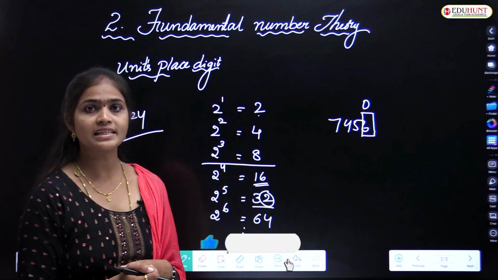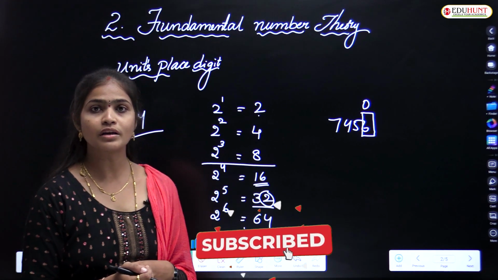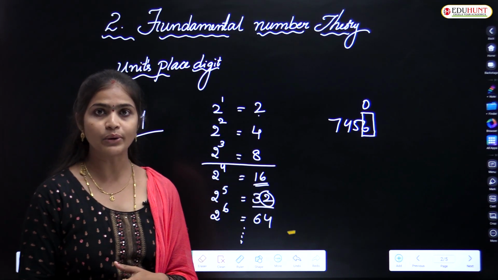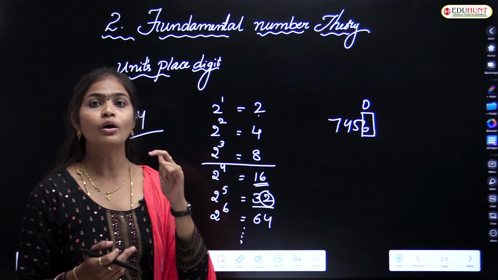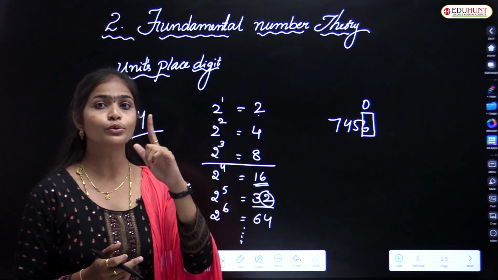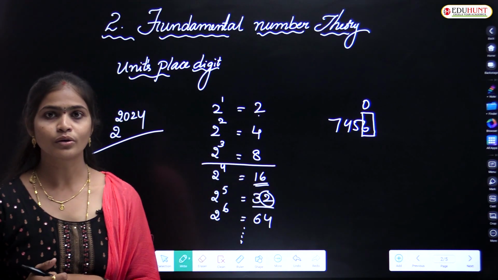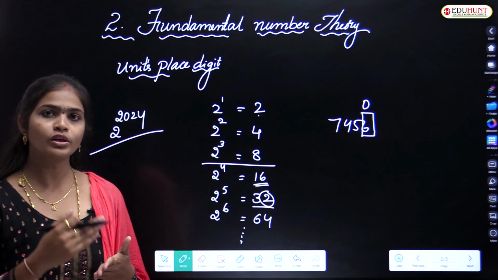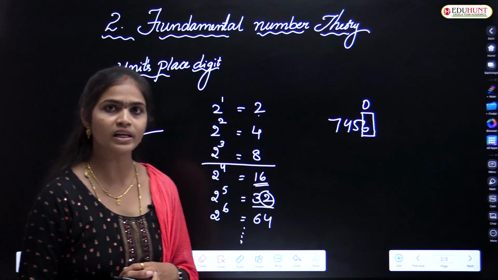Here my question is, what is the value of 2 power 2024, and in that value I want to know what the units place digit is. Okay, how will you get that? Here you would use the method of 2 into 2 into 2 and so on, up to 2024 times.